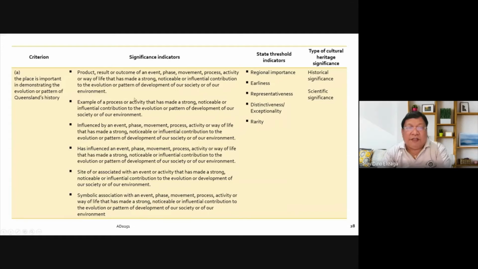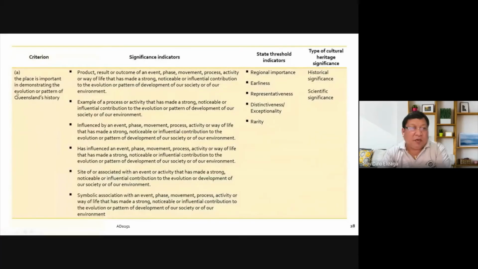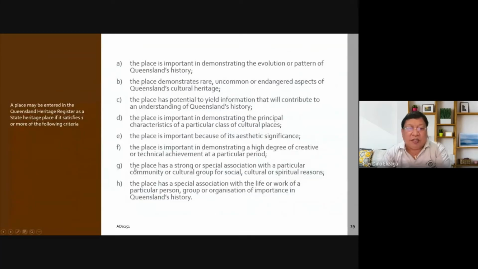If the criterion is satisfied, it will give you the historical and scientific significance. So there's a type of significance that is given, which I will show for each criterion. It has to satisfy all of this to have that significance indicator. And if there's none, it does not satisfy criterion A. These are the different criteria. There are 10 of them, for example, the place is important in demonstrating the evolution or pattern of Queensland history. That's exactly what we have here. And then all the way to 10.